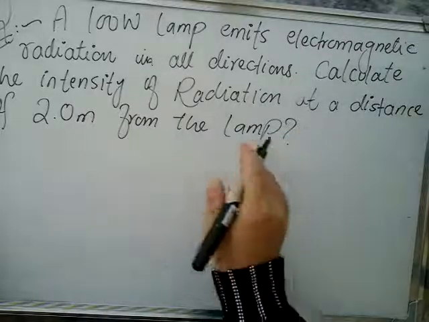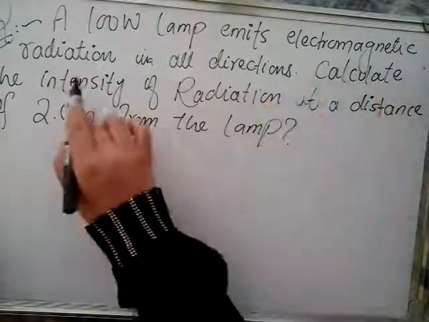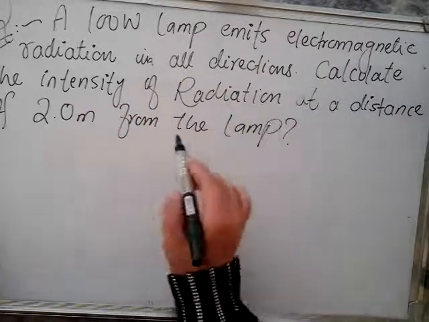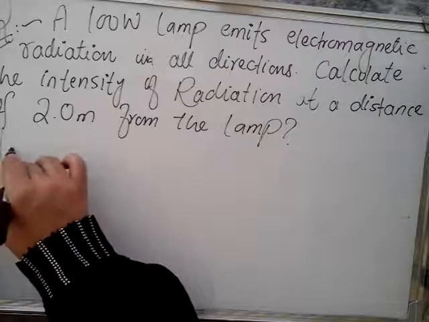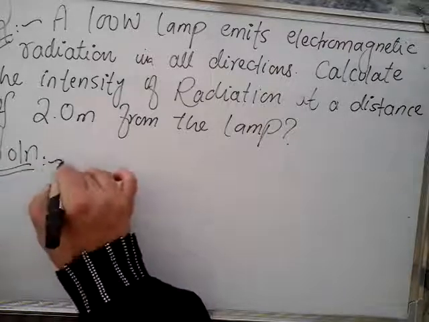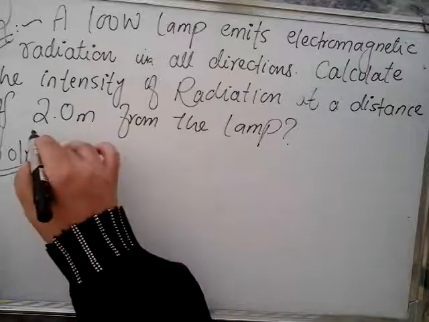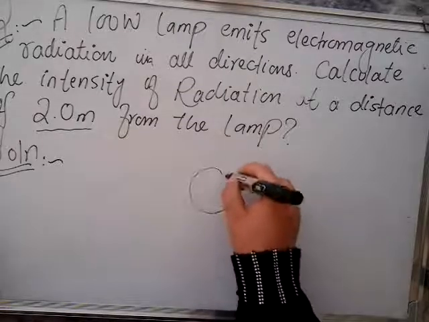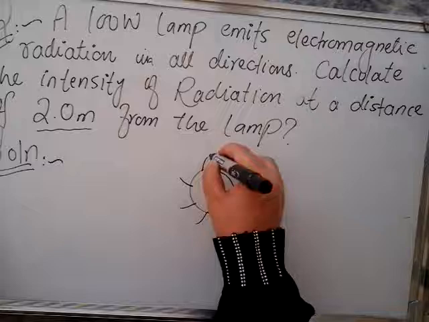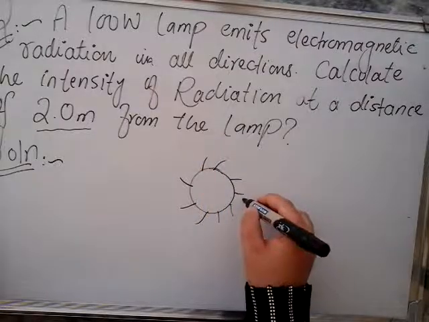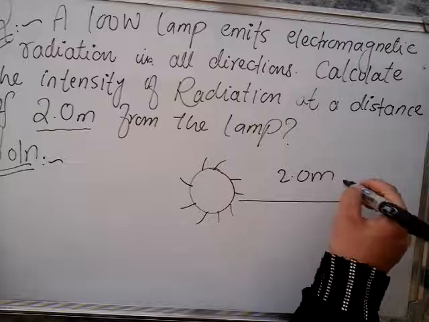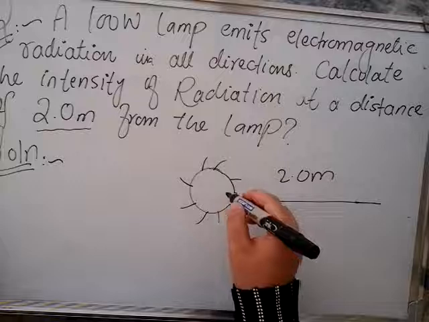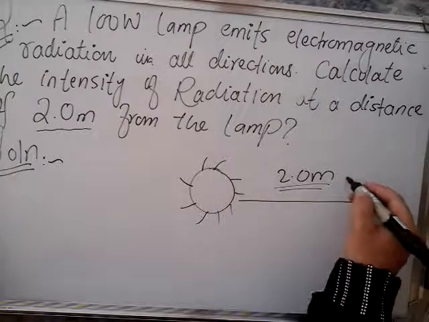Next question is that a 100 watt lamp emits electromagnetic radiation in all directions. Calculate the intensity of radiation at a distance of 2.0 meter from the lamp. We have to first find the area. So this 2.0 meter is actually the radius. For example, this is the lamp, and it is emitting radiation in all directions. So at a distance of 2.0 meter, what would be the intensity of the light emitted by this 100 watt lamp?